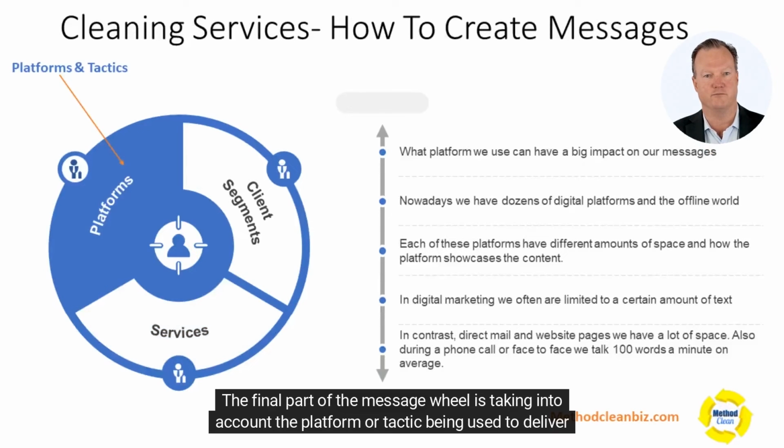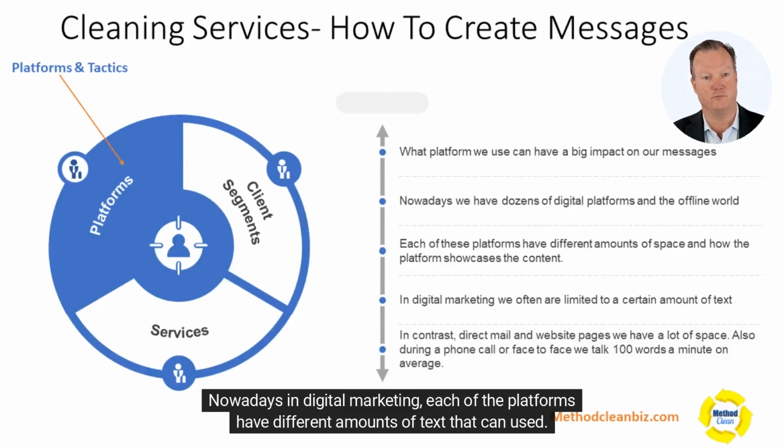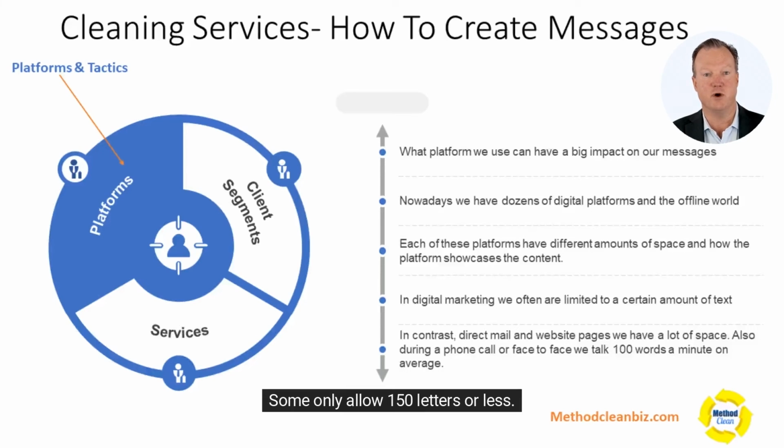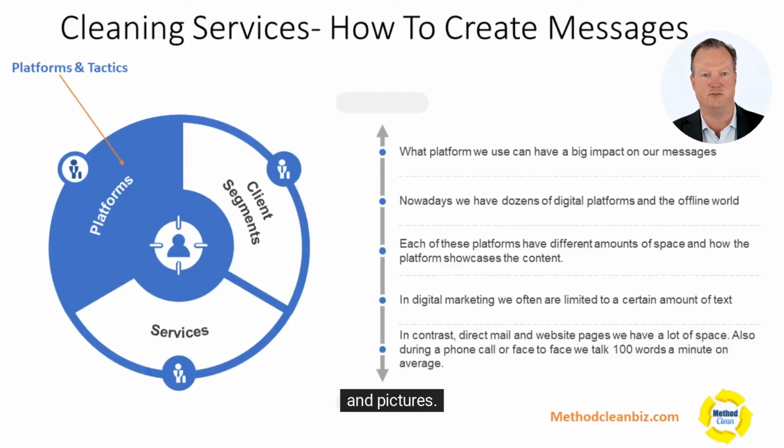The final part of the message wheel is taking into account the platform or tactic being used to deliver the message. Nowadays in digital marketing, each of the platforms has different amounts of text that can be used. Some only allow 150 letters or less. That is a big difference from a sales letter or website page, where we have an unlimited amount of space for text and pictures. This can completely change what we say.